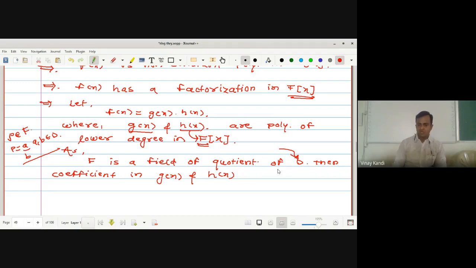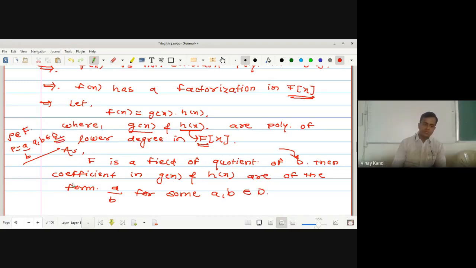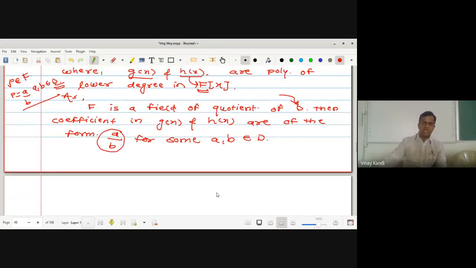Now as F is the field of quotients of D, the coefficients of g of x and h of x are of the form a upon b for some a and b belonging to D, not F. The total element is an element of F, but a and b come from D. So as F is the field of quotients of D, the coefficients of g of x and h of x are in F, and each element is of the form a upon b, where a and b belong to D.